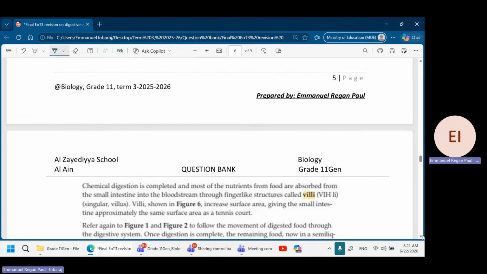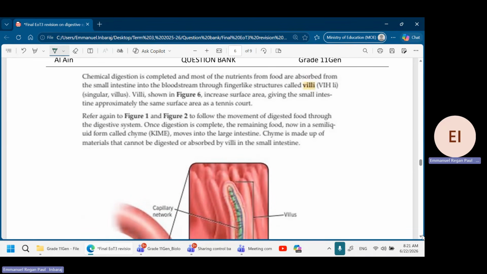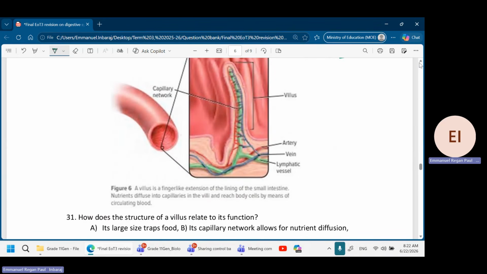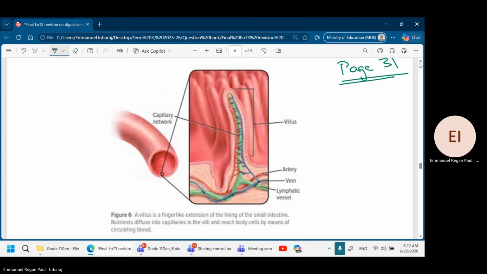Now let's move on to the next one. The next question is also from page number 31, and in this you need to talk about villi. So you have this picture. First of all, learn all the parts that are in this picture. Villi, or the villus. So what is this? The villus is a finger-like projection. This is called the villus.